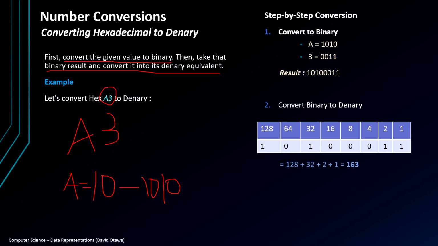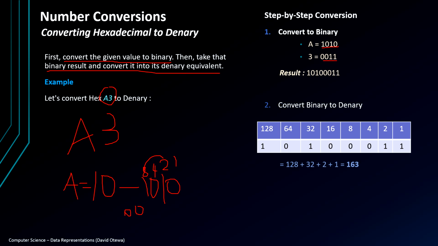So here you have to also confirm 1, 2, 4, 8. Actually, there's a shortcut of doing it, but that one we will learn later. So just 8 plus 2, 10, right? So 1010. Then 3, yeah, it's 11. So remember, it has to be 4-bit. That's why we add 0011. Then the result, once we combine, we get 10100011. Okay, so that's A3 already.